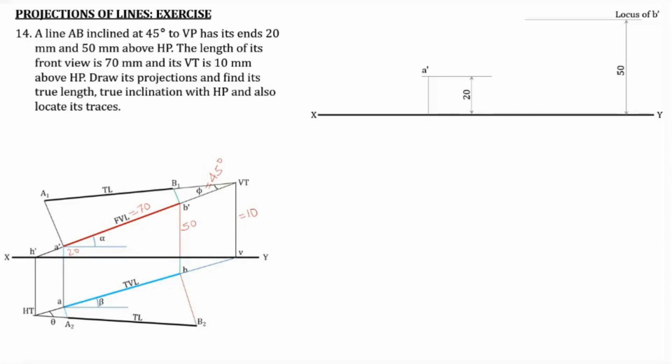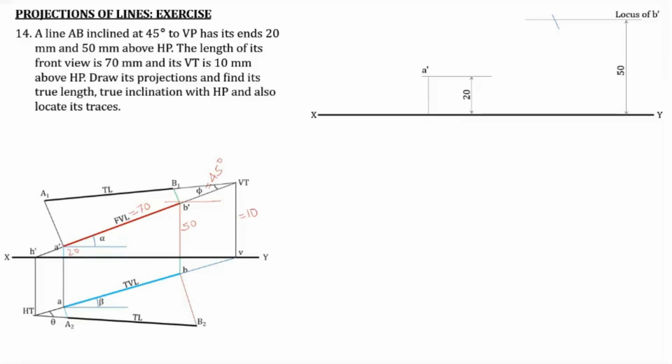Now, taking your compass, you take a radius of 70 millimeter, that is the front view length. We know A dash is here and B dash is on a line passing through this point. Then you have to find B dash, which is at a distance of 70 millimeter from A dash. So you use your compass and draw an arc that intersects the locus of B dash. The point of intersection of the locus and the arc will give you the point B dash. So you draw an arc with radius 70 millimeter and center A dash.